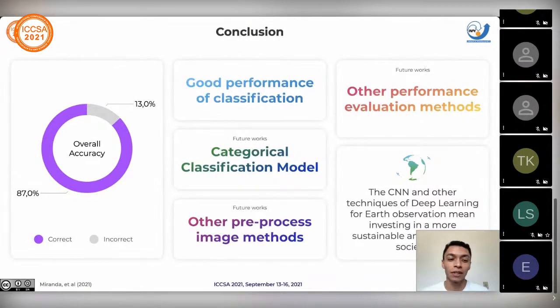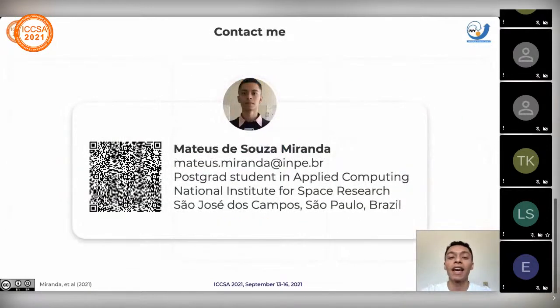Given this, certainly convolutional neural networks and other deep learning techniques for Earth observation help to monitor land use and land cover, and make data analysis more agile and accurate. Especially, it means investing in ways to make society more sustainable and ecological. Thank you one more time for this opportunity and for your attention.